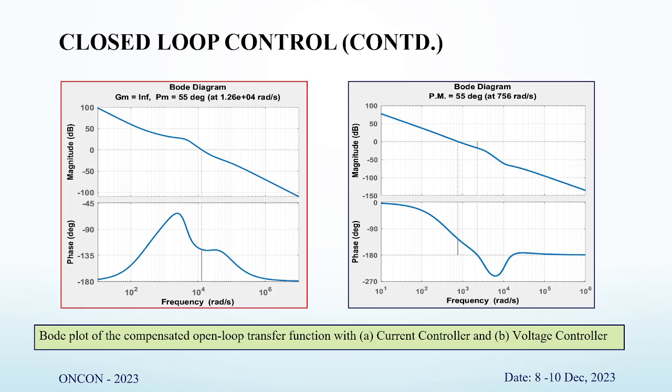This is the Bode plot of the compensator open loop transfer function with current control. This is for current control and this is for voltage control.